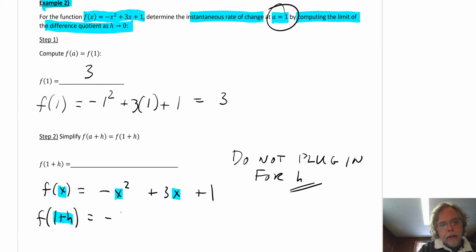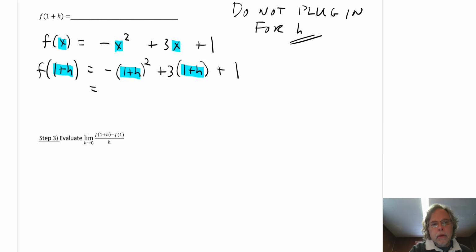So here we go. It's going to be negative x squared becomes 1 plus h squared, plus 3 times 1 plus h, plus 1. So be super careful with this step. See, each x has been replaced by 1 plus h. That is the key. Now we carry on and simplify. 1 plus h squared, we're going to have to FOIL that out. Distribute the 3, so 3 times 1 is 3 plus 3h plus 1.